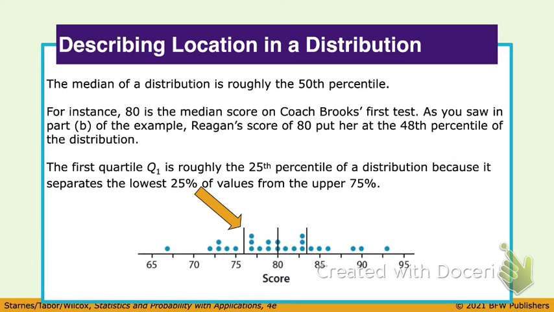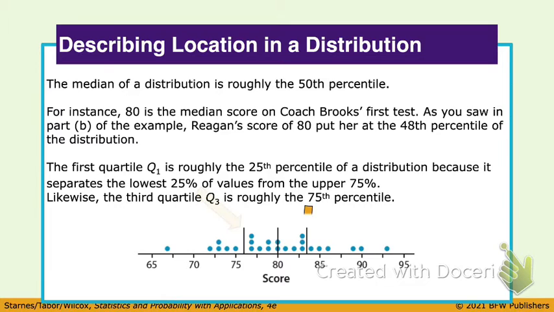The first quartile, Q1, is roughly the 25th percentile of the distribution. So wherever that is, if I look at what's the lower 25%, then I can see kind of where the Q1 would be, and that would be the 25th percentile. The 75th percentile is quartile 3, and that's going to be where roughly 75% of the data is going to be less than that number.